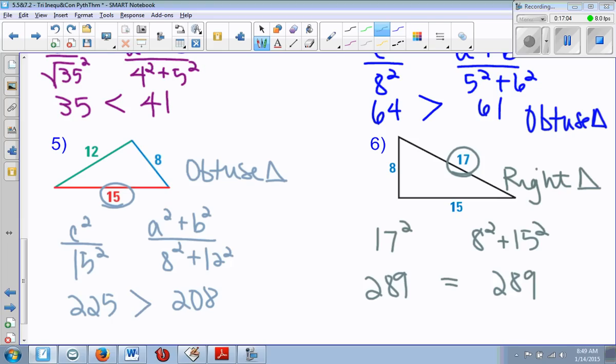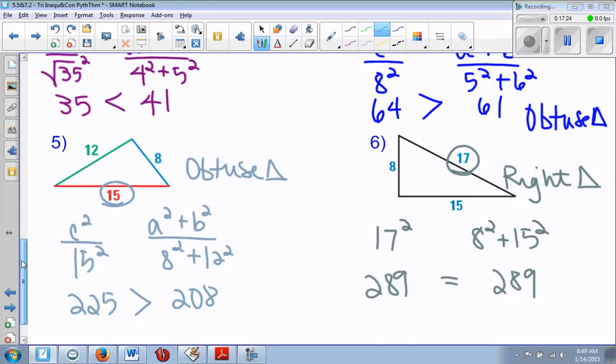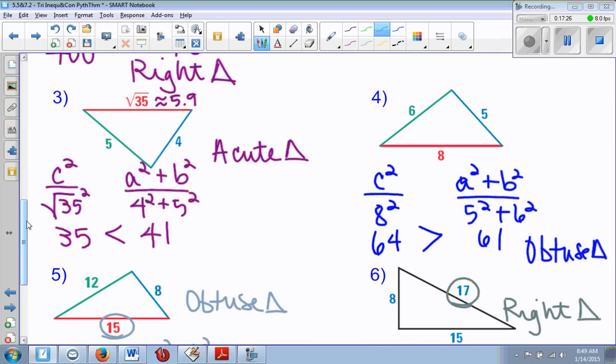So, the converse of the Pythagorean theorem says compare the value of c squared with the value of a squared plus b squared. If they come out exactly the same, like in number 6, you have a right triangle. If c squared comes out larger, like in number 5, we have an obtuse triangle. If c squared comes out smaller, like it does in number 3, then we have an acute triangle.